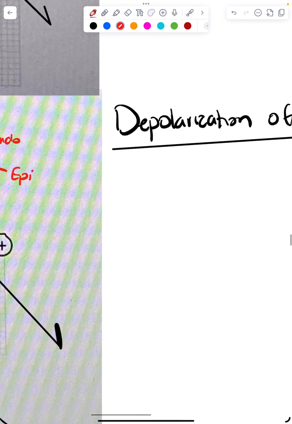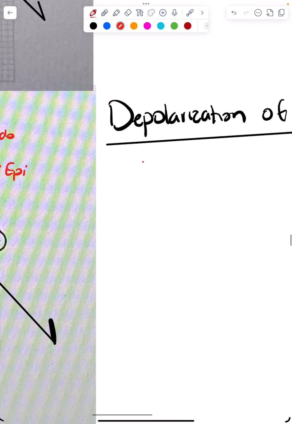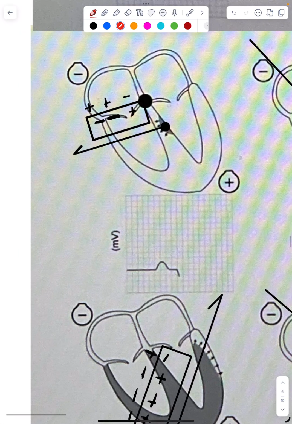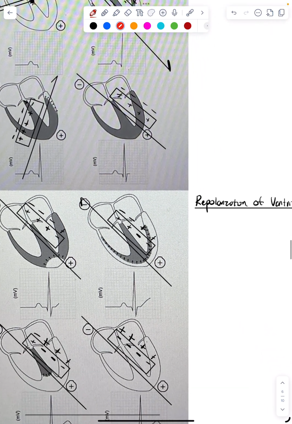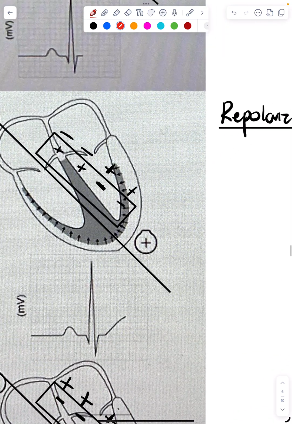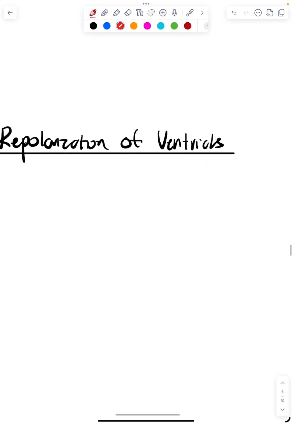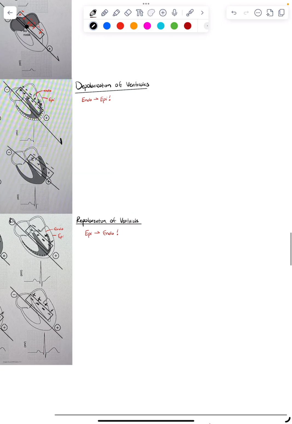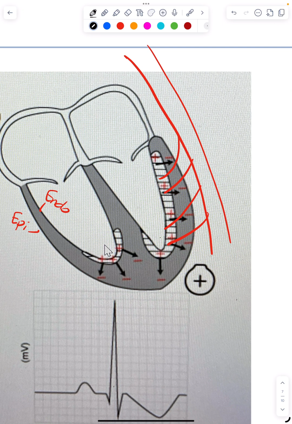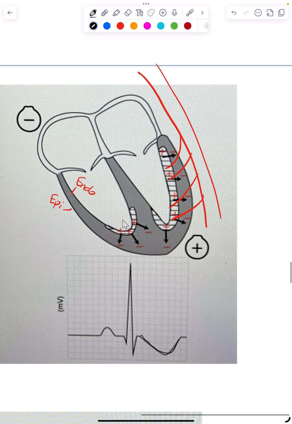So for depolarization, it goes endo to epi. That's the direction of depolarization. Repolarization goes from epi to endo. Again, stupid important, especially because of down here. So what happens is we're going to get this inverted T wave. It's going to get this downtick.